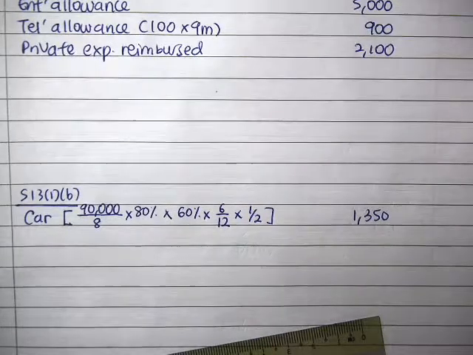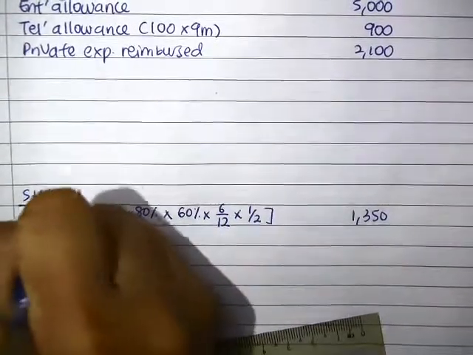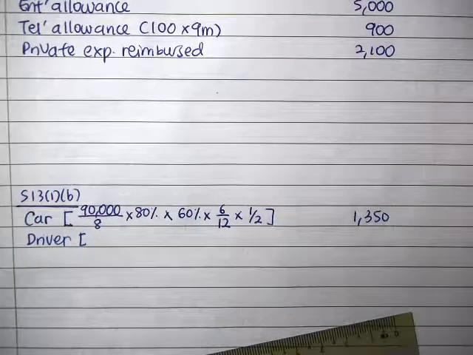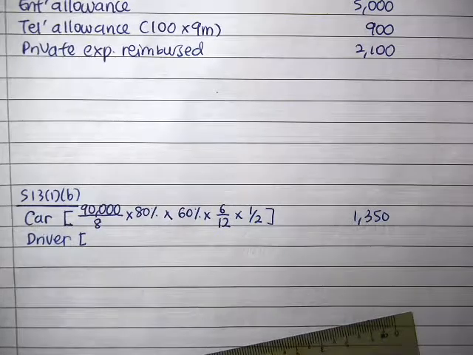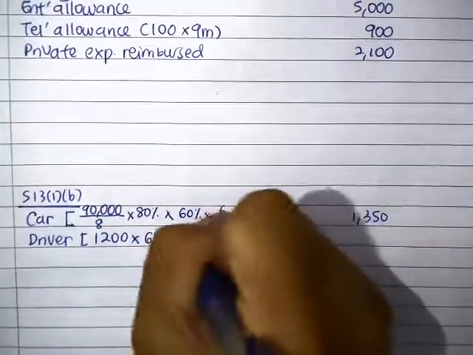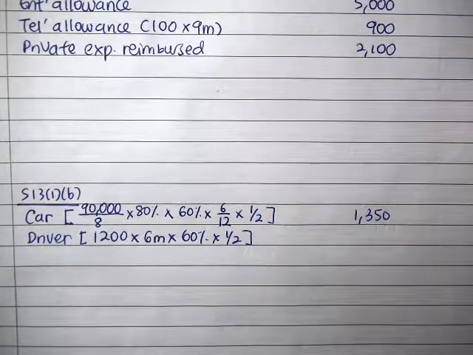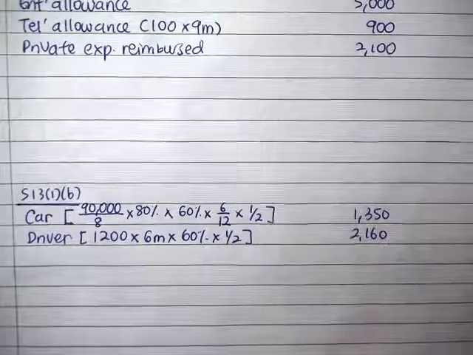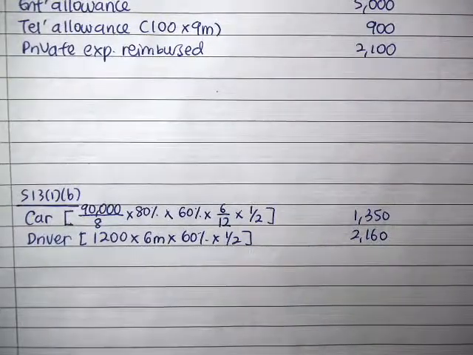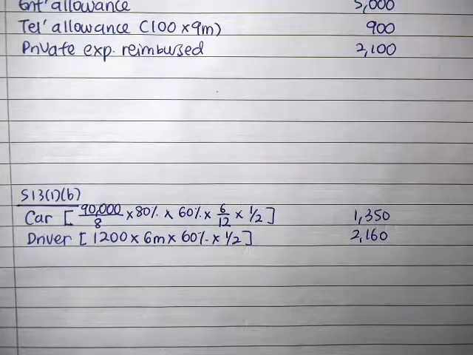Okay, so besides the car benefit, she's also given a driver, correct? Now you're going to use the same basis to derive the value. The value for the driver is 1,002 a month, 6 months, 60% sharing. So 2160. That's all, okay? Alright, now the next paragraph is on the house fully furnished.